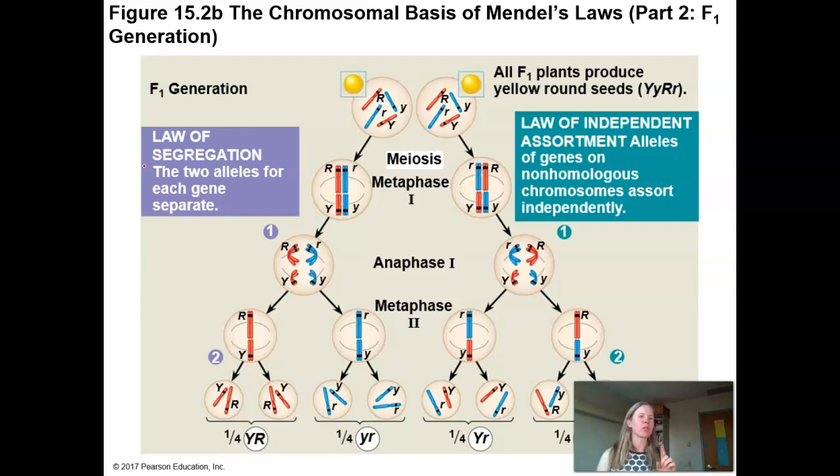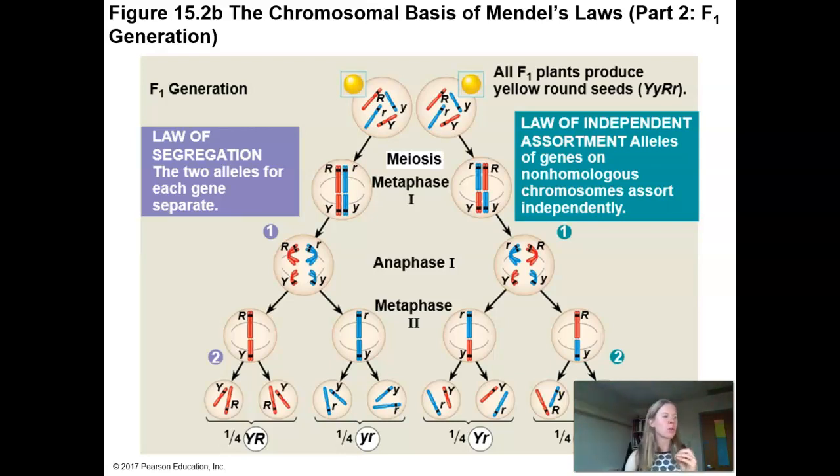Mendel was correct. In the F1 generation, and I know this looks crazy, but just stay with me here, this is confirming what Mendel found. He said there's this law of segregation. Basically, the two alleles for each gene end up separated, right? So R's separate, Y's separate. And he also realized that if it was a non-homologous chromosome, so we've got R's and we've got Y's, they're not homologous, those also end up assorting independently. They never follow each other into the gametes.